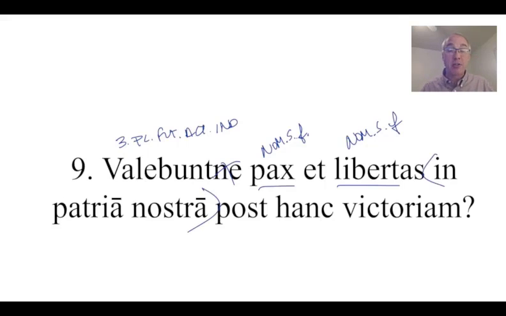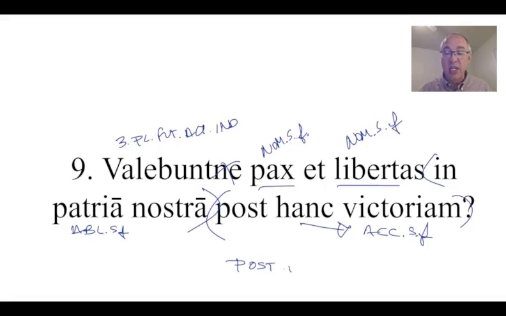In patria nostra, ablative singular feminine. In our country, post hanc victoriam, accusative singular feminine. Hanc, same analysis, modifies victoriam. Post, what is the use in the sentence? Object of the preposition. Post always takes the accusative. And that's enough of an answer. Why is it accusative? Because post takes the accusative. That's the rule. You know what I mean? In takes the accusative or the ablative. I think probably more often than, well, in plus the ablative means in, in plus the accusative means in too. But that's not what we have here. Our peace, will they be strong? Will peace and liberty be strong in our country after this victory?